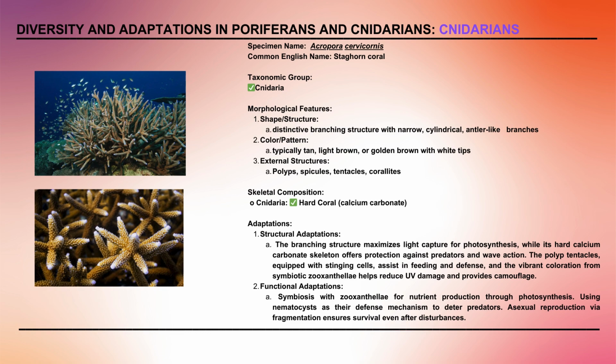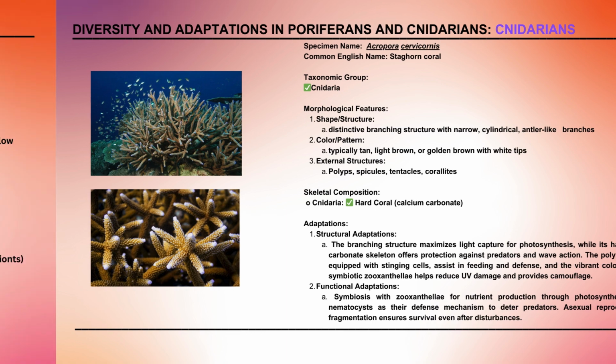Unfortunately, Acropora cervicornis is classified as critically endangered by the International Union for Conservation of Nature, or IUCN. And in terms of feeding mechanism, this coral is both carnivorous and photosynthetic. It captures plankton using its tentacles equipped with stinging cells called nematocysts, while also relying on a symbiotic relationship with zooxanthellae, an algae that live within its tissues, to produce nutrients through photosynthesis.